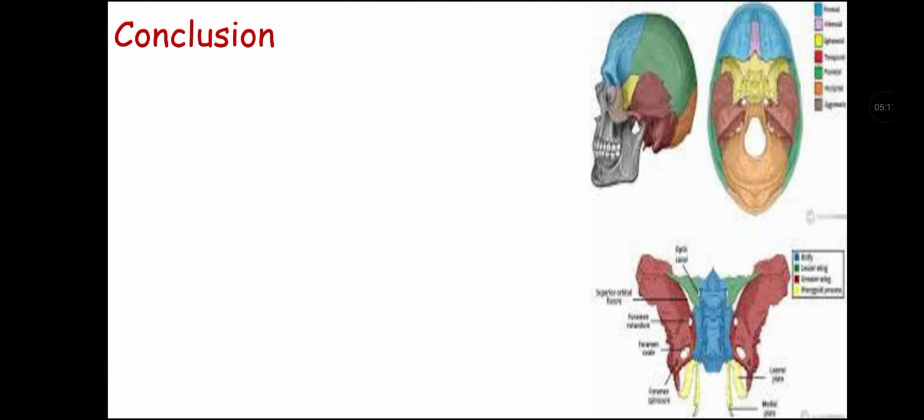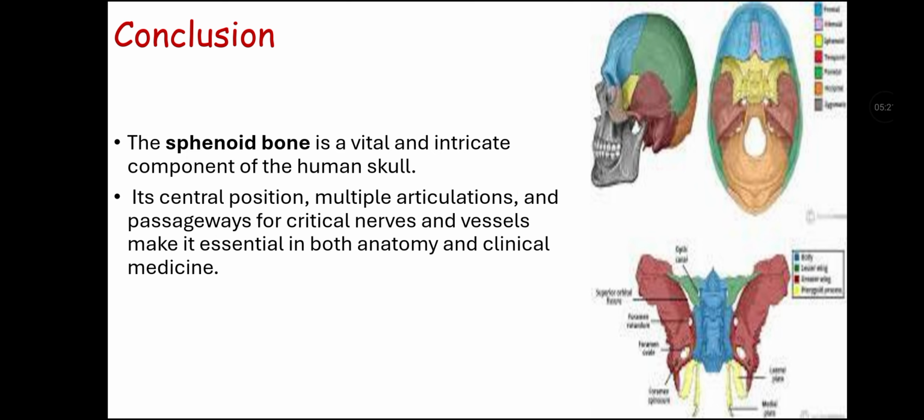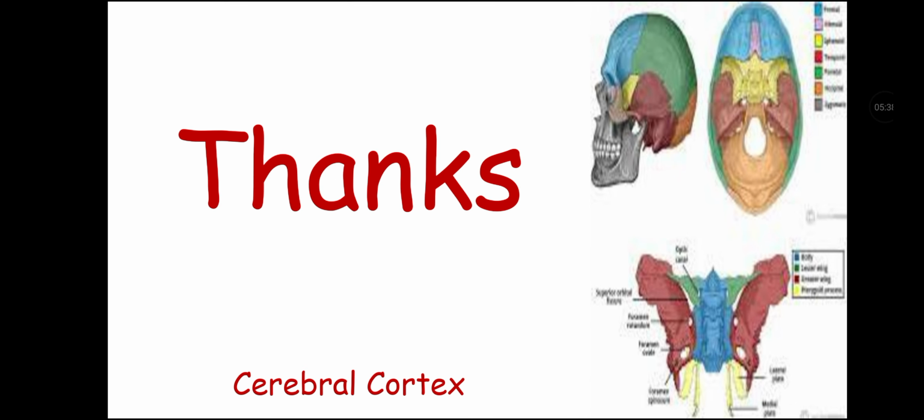Now let's talk about the conclusion of this lecture video. The sphenoid bone is a vital and intricate component of the human skull. Its central position, multiple articulations, and passageways for critical nerves and vessels make it essential in both anatomy and clinical medicine. A deeper understanding of the sphenoid bone is necessary for fields such as neurosurgery, otolaryngology, ophthalmology, and dentistry. And this was all about the sphenoid bone.